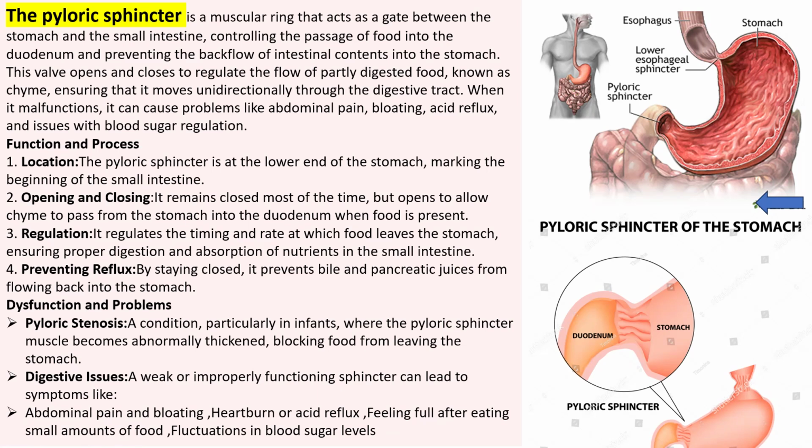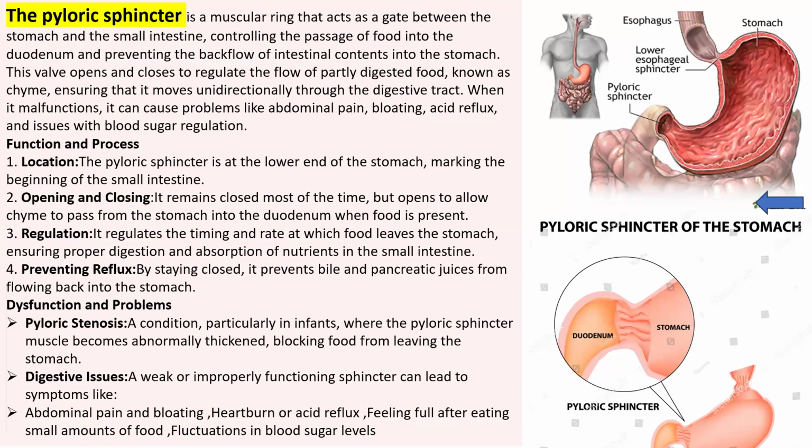If there is a dysfunction or any problem in the pyloric sphincter, the person will suffer from pyloric stenosis. It means this muscle becomes thickened, blocking food from leaving the stomach to the intestine. Another problem that happens with the pyloric sphincter is digestive issues, such as a weak or improperly functioning sphincter.